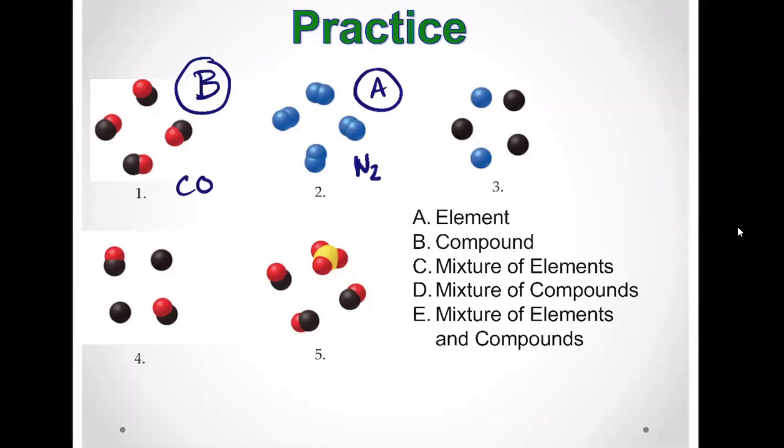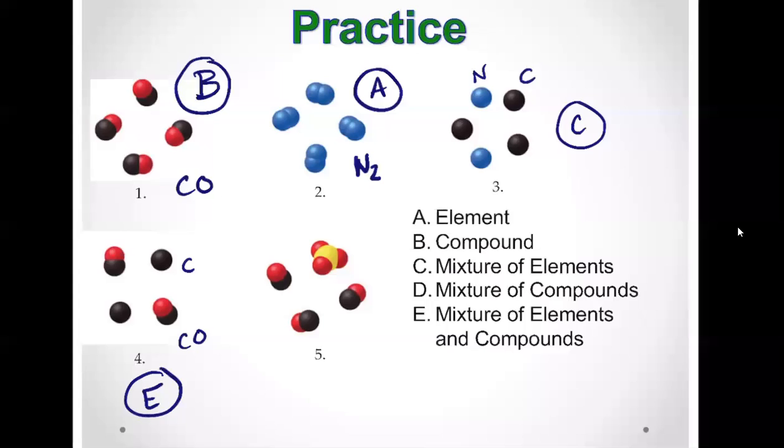And then in number 3, we see a mixture here. We see nitrogen and carbon, a mixture of elements, so that's choice C. Then number 4, you can see element and compound, and so that is E, a mixture of elements and compounds. And then in 5, that's a sulfur trioxide and a carbon monoxide, so that's a mixture of compounds, D.